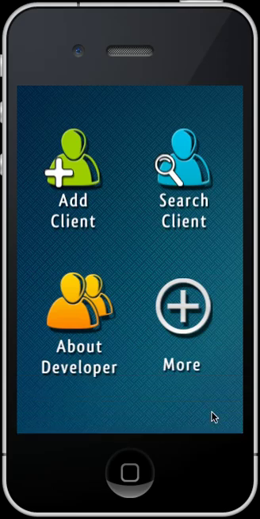The app gets opened. The menu of the app has four options: add client, search client, about dev, and more. Before you start using the accounting app, you need to add clients to this app with whom you want to keep the account. So the first thing we want to see is the add client section.